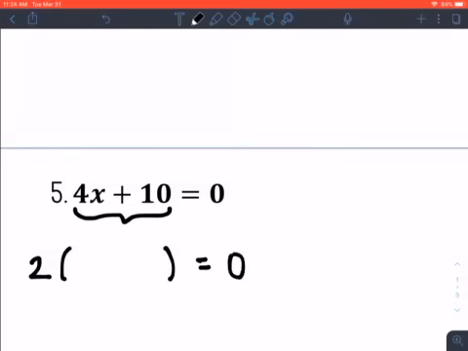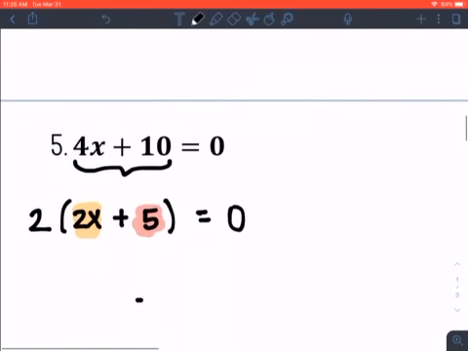So 2 times what will get me 4x? Well, that's going to be 2x. And then I need to do the same thing to figure out this back term. 2 times what will get me 10? Well, that's going to be 5. I can always check my work because 4x divided by 2 is 2x, and 10 divided by 2 gets me 5. Now it looks like problems number 1 and 2. Now they're in factored form.